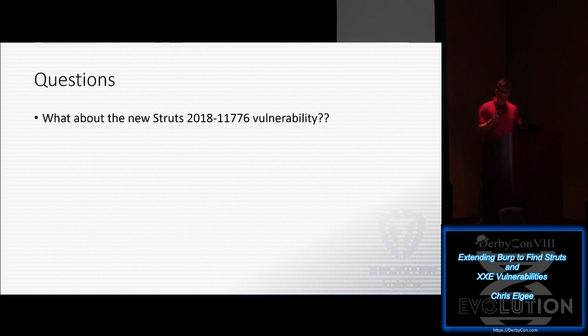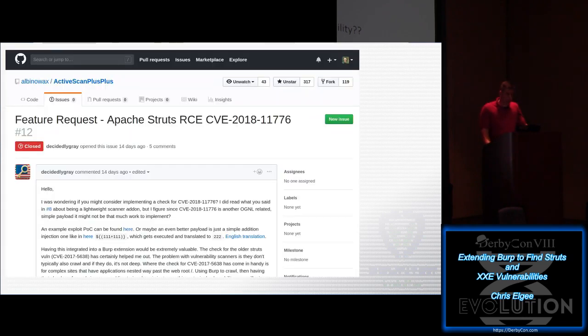So to answer your first question, what about the new Struts, the one that just came out this summer, 11776. That one we actually got, I say we as though James Kettle and I hang out, but we got a request from Decidedly Gray asking for that, and I looked into it, and it wasn't much different from the other vulnerabilities.